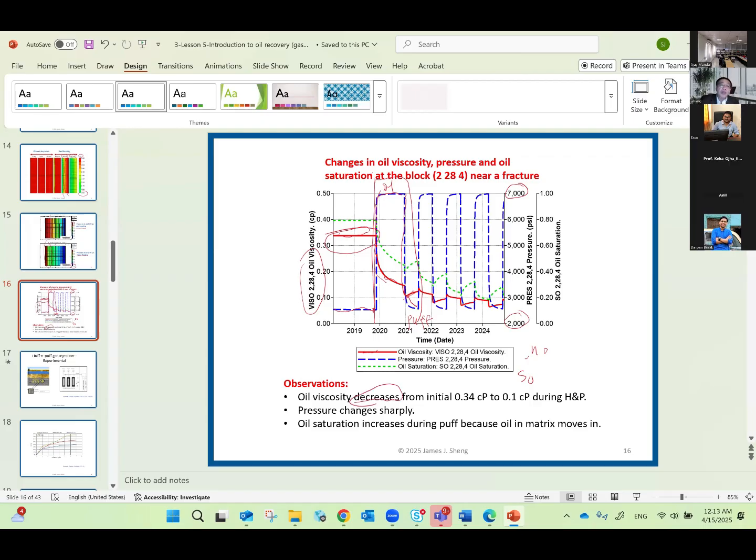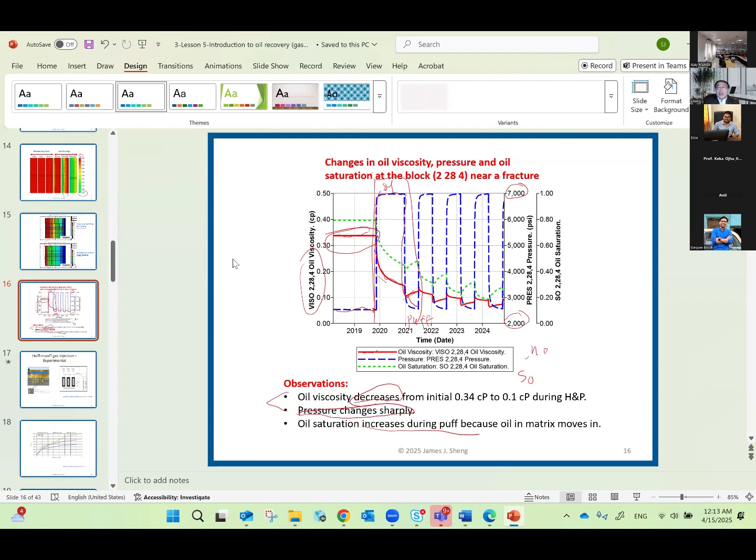And of course, what is the significant mechanism is pressure increased during the huff period of time. Because you get more gas injected quickly and pressure increased quickly. And then oil saturation increased during the, so okay, let's remember these two mechanisms. The oil viscosity is reduced, pressure is increased during the Huff and Puff injection mode.